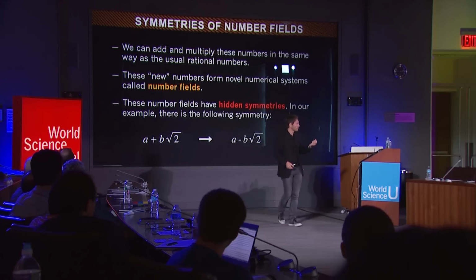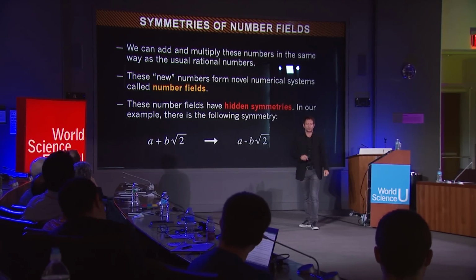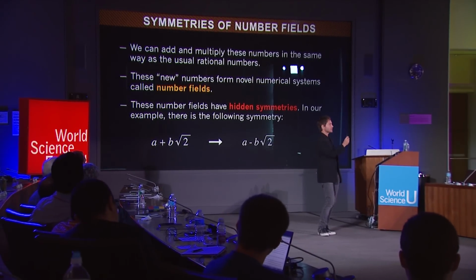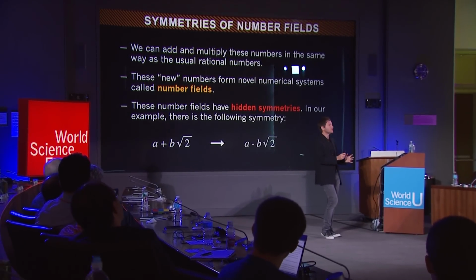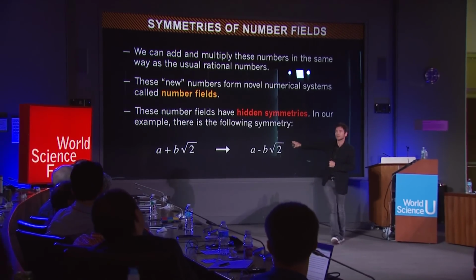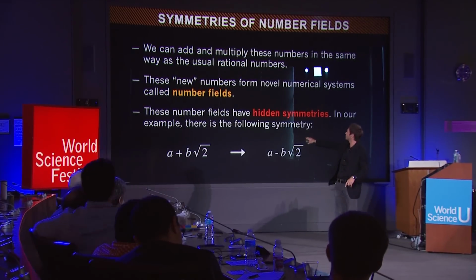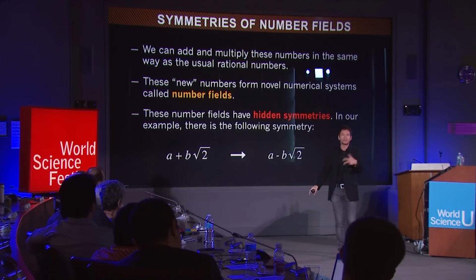So we get a new numerical system, and mathematicians call it a number field. And now here comes the main point: once you start studying this, you notice that such a numerical system has hidden symmetries. In this case, the symmetry is flipping the sign in front of the square root of 2. It changes the number, obviously. I mean, unless b is 0, it doesn't change. But if b is non-zero, it changes the number. Say you had 1 plus the square root of 2, it will go to 1 minus the square root of 2, so you get a different number.